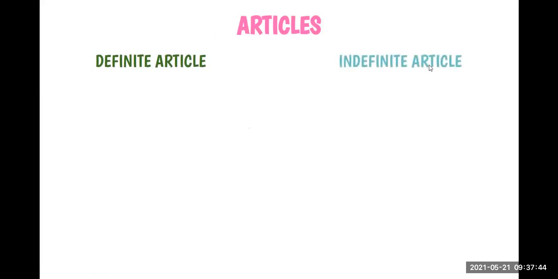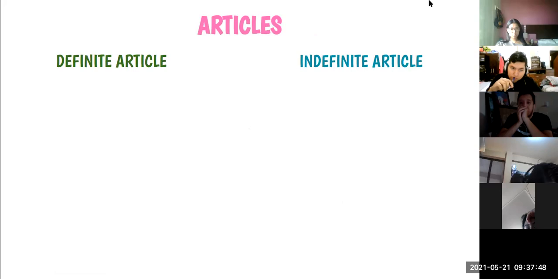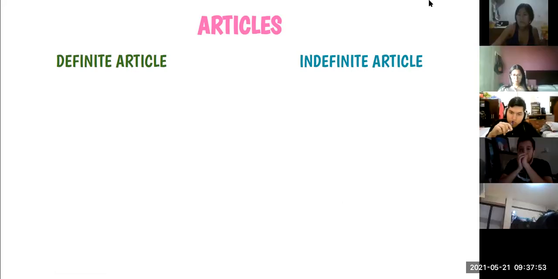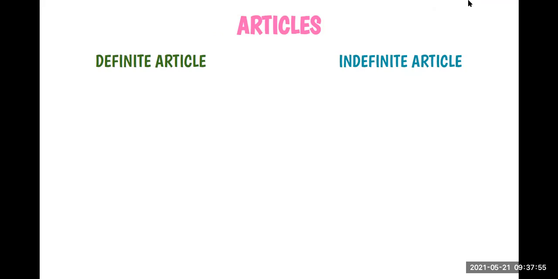So I want you to tell me which of these are definite and which of them are indefinite articles. What do you think? Any ideas? Definite article the. Again, please. Definite the and indefinite a. Very good. So we have definite the, and the indefinite articles are a or an, right? Okay.